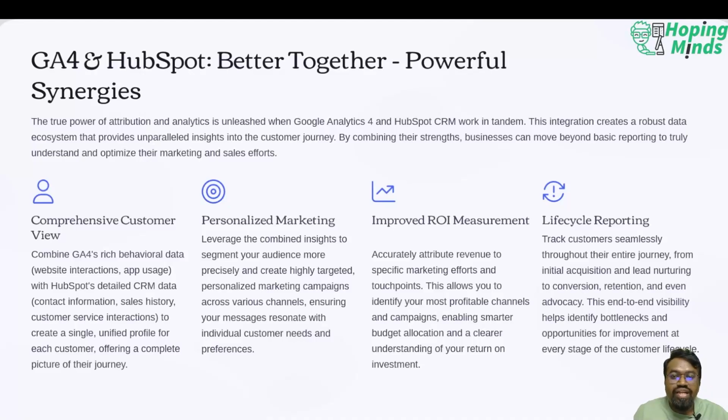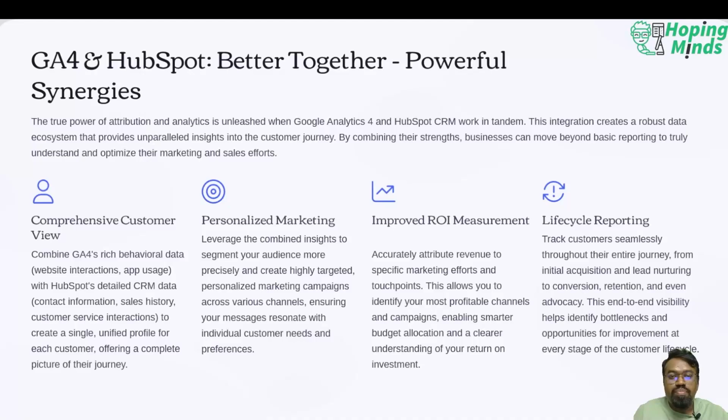for each customer, offering a complete picture of their journey. Because as a marketer we need to understand the customer journey on your website, so if we combine GA4 and HubSpot, it will give you the complete picture of the customer journey on your website.